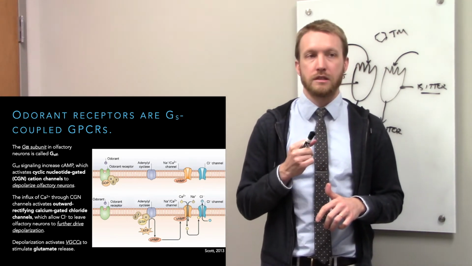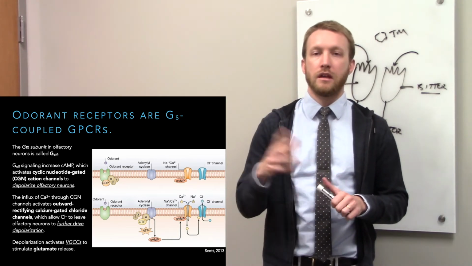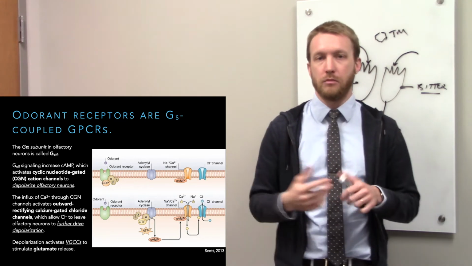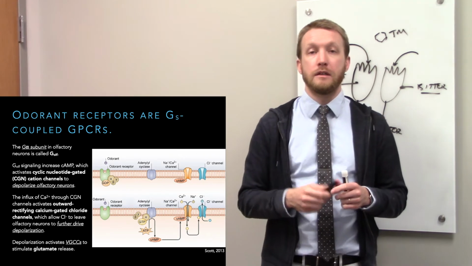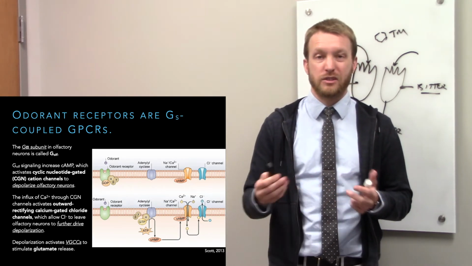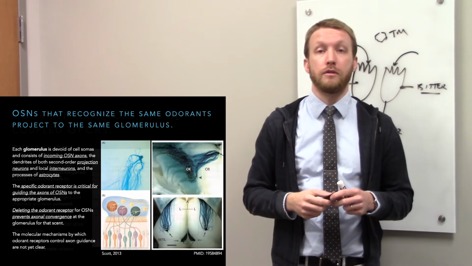That drives depolarization through cation influx, stimulating voltage-gated calcium channels and causing glutamate release. That glutamate release in the olfactory bulbs is going to then stimulate secondary afferents that'll project back directly to the cortex, it turns out, to help create some emotional response to that olfactory input. Higher order neurons are going to actually create our perception of this odor.